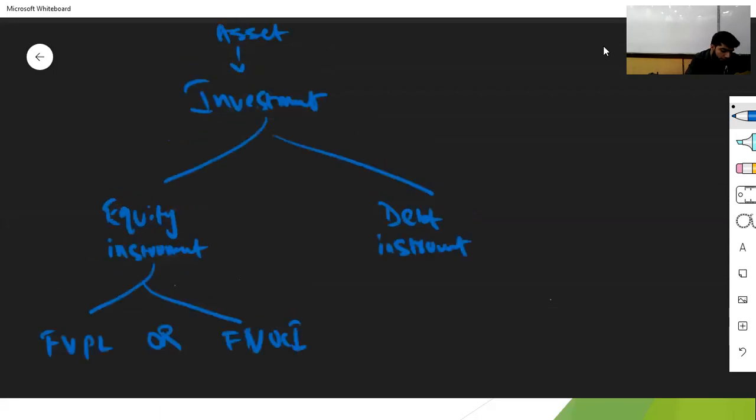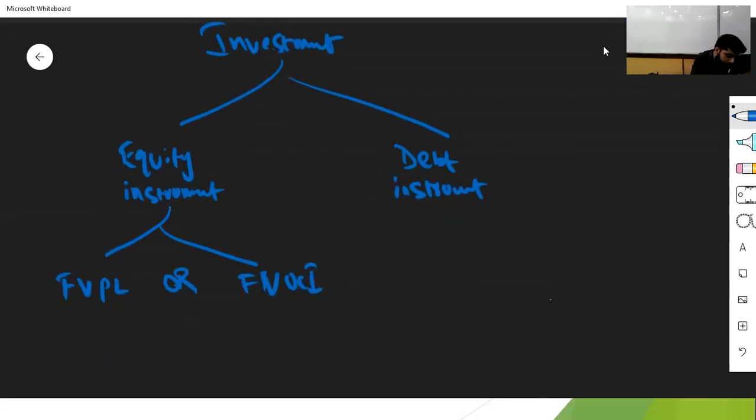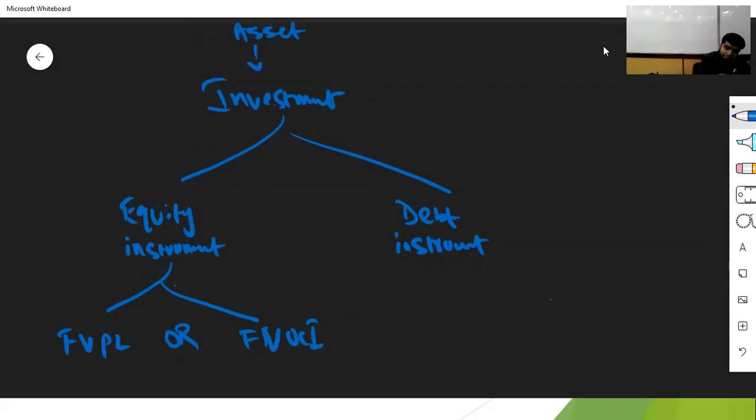Always remember, if you are having an investment in an equity instrument, you will have two different options. That is, you can recognize your investment at fair value through P&L or fair value through OCI. And again, once we are done with this area, we will consider the investment in debt instruments.